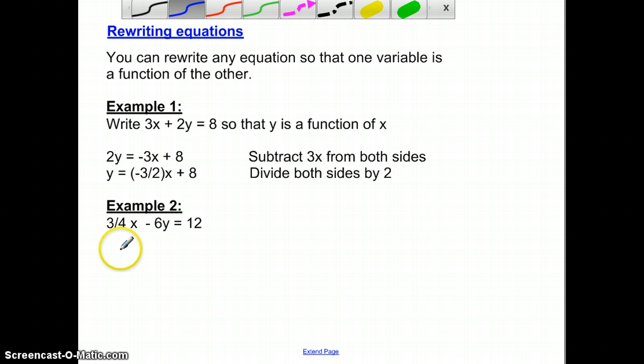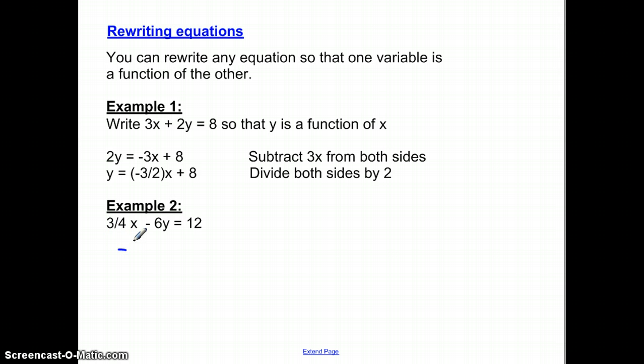The first thing that I would do is subtract 3/4 x from both sides. So I'm going to have negative 6y equals negative 3/4 x plus 12. Then you need the y by itself. Watch out with the negatives here. You're going to divide both sides by negative 6.